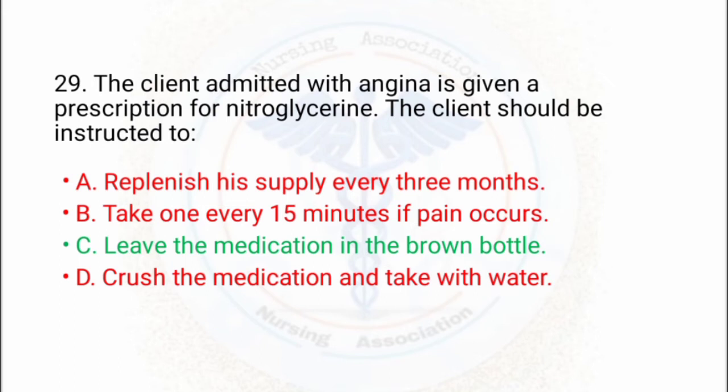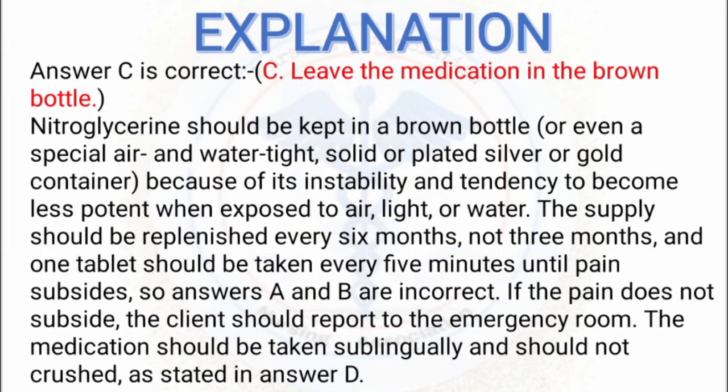So let's see why this is correct. Nitroglycerin should be kept in a brown bottle because of its instability and tendency to become less potent when exposed to air, light, or water. The supply should be replenished every 6 months, not 3 months, and one tablet should be taken every 5 minutes until pain subsides. So answers A and B are incorrect. If the pain does not subside, the client should report to the emergency room. The medication should be taken sublingually and should not be crushed, as stated in answer D.